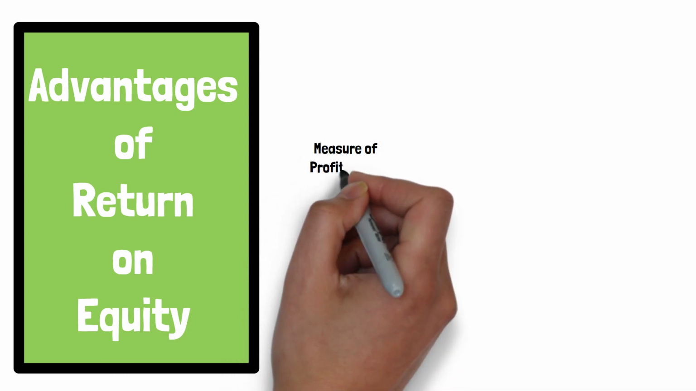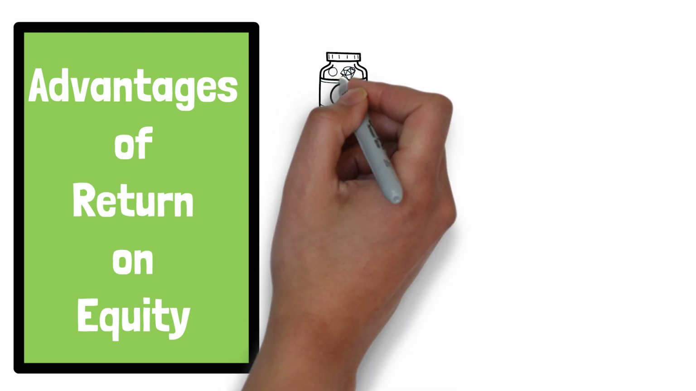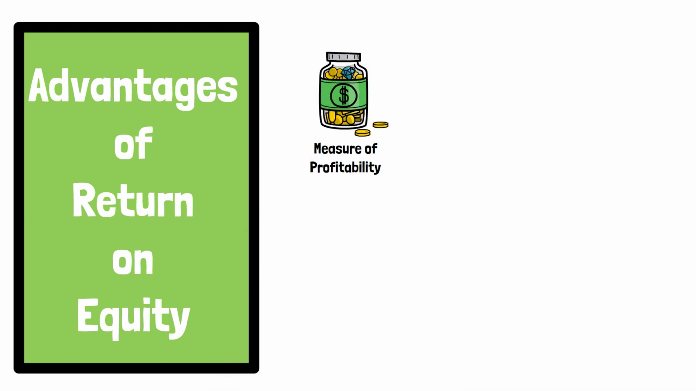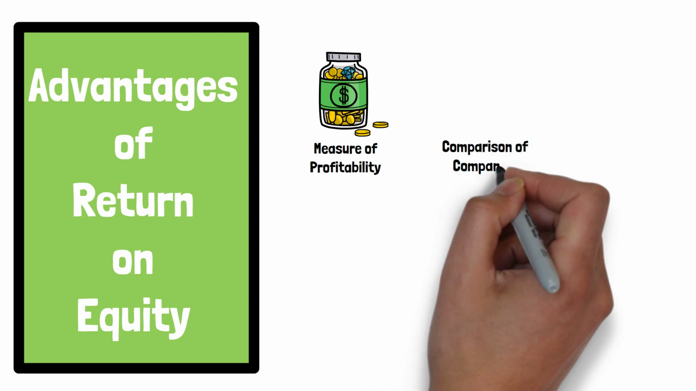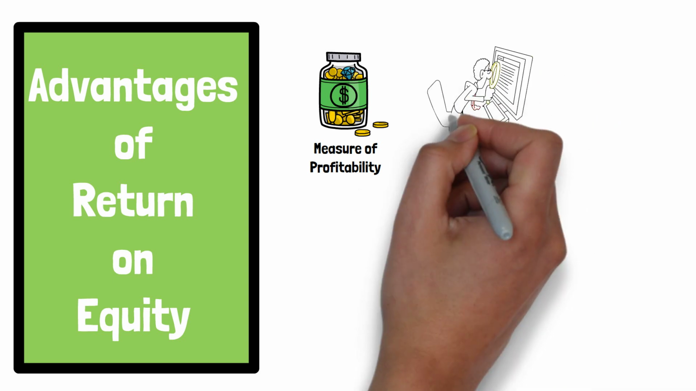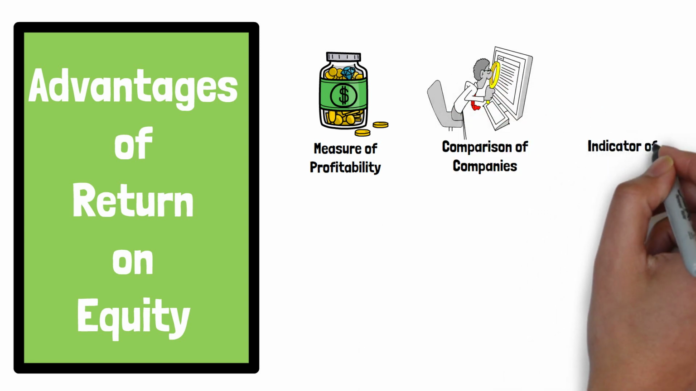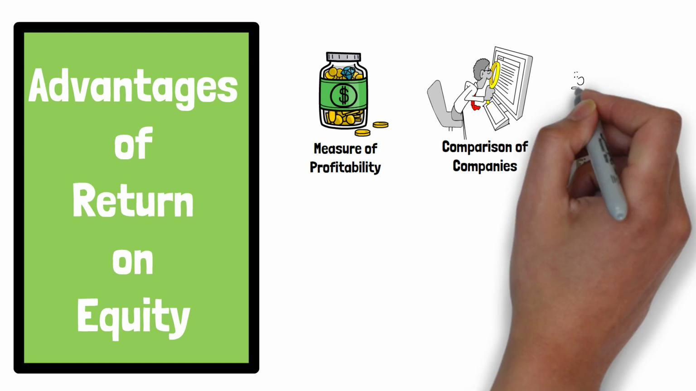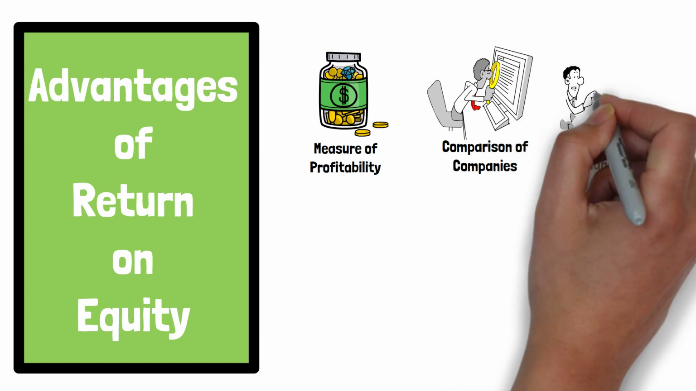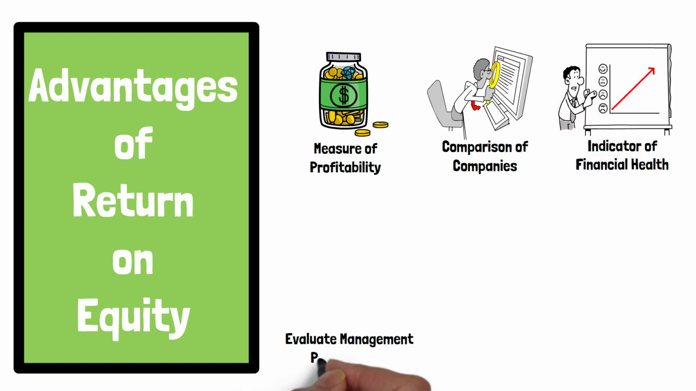Measure of profitability. ROE provides a clear measure of how effectively a company is using the capital provided by its shareholders to generate profits. Comparison of companies. ROE can be used to compare the profitability of different companies, both within the same industry and across different industries. Indicator of financial health. A high ROE indicates that a company is generating profits efficiently, which can be a sign of strong financial health.